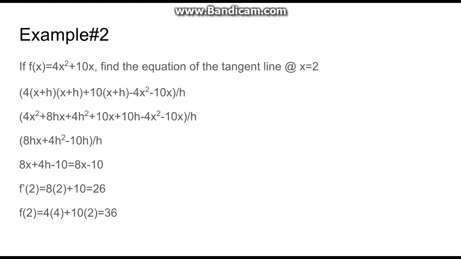So then, because we want to find the tangent line at x equals 2, we plug 2 into the derivative, which is 8 times 2 plus 10, which is equal to 26, and f of 2 to find the y value at x equals 2, which is 4 times 4 plus 10 times 2, equal to 36. And then we're able to make the equation of the tangent line, which is y minus 36 equals 26 times x minus 2.